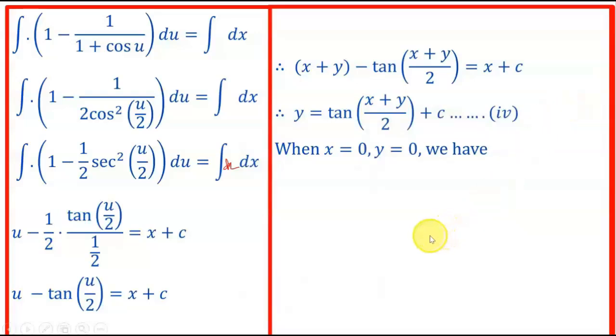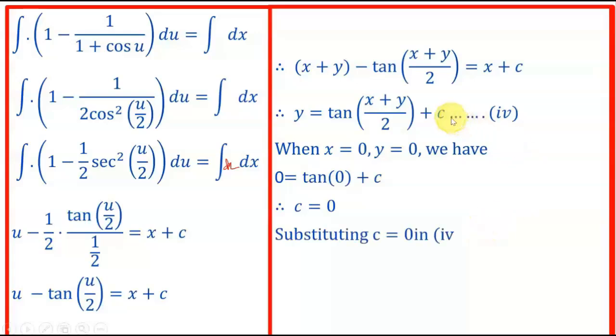Now the particular solution. When x = 0, y = 0, if we substitute x = 0 and y = 0, what will you get here? 0 = tan 0 + c. But what is tan 0? Tan 0 is 0. It means that the value of c is 0.